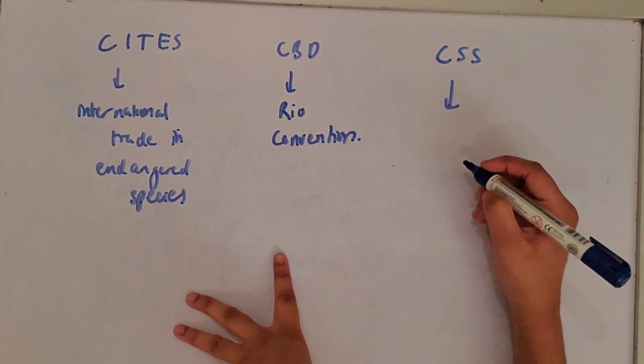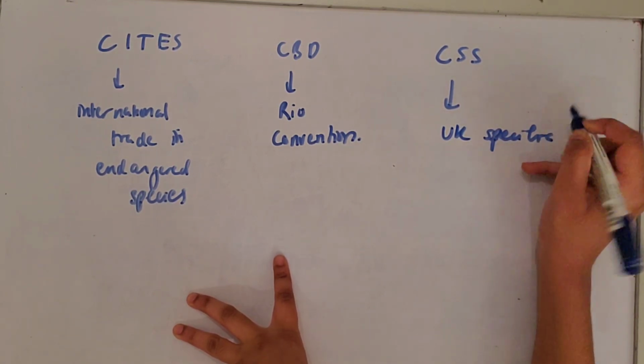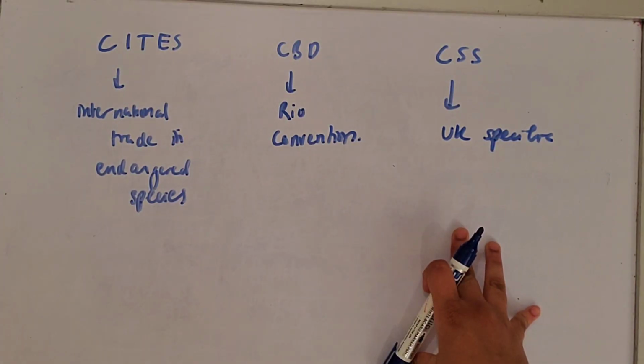Now, the CSS, or the Countryside Stewardship Scheme, is UK specific, and basically, landowners were paid to set up things that would protect and enhance the natural environment.